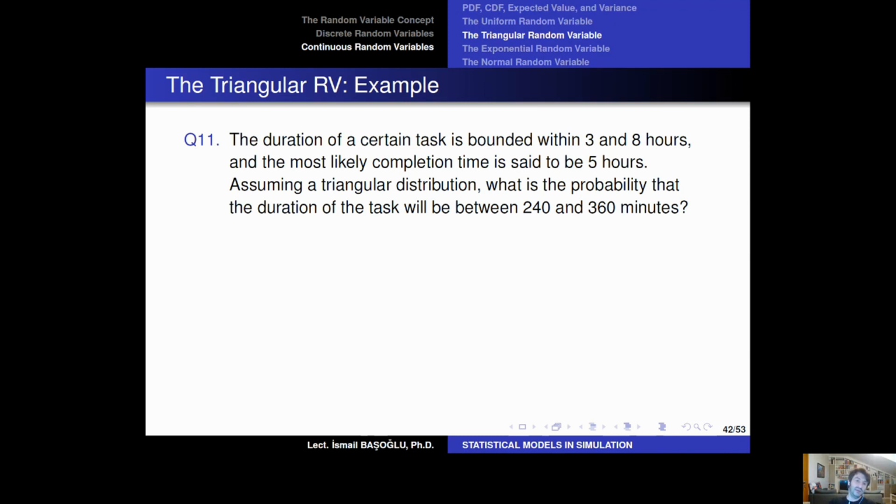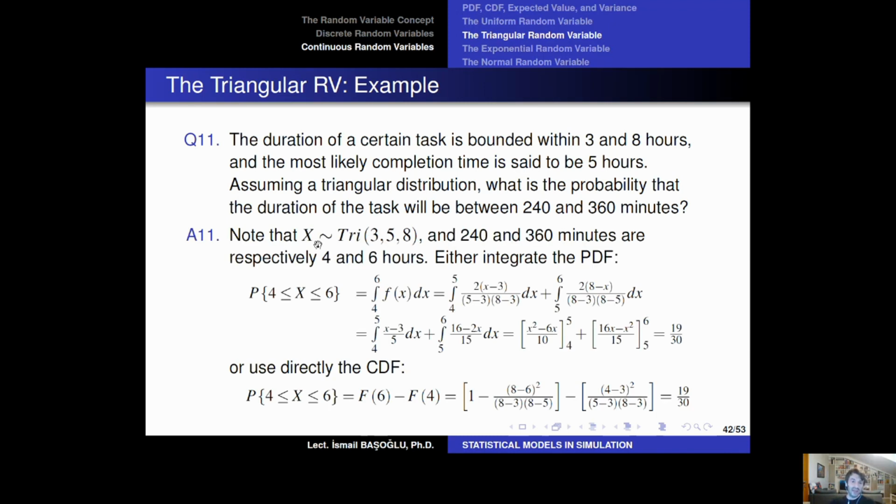Now, my friends, first we determine that x is a triangular random variable with 3 parameters: the least possible value, the largest possible value, or the minimum observation, maximum observation, and the most likely observation, basically. And we are looking for the probability of x to be between 240 and 360 minutes. However, we are defining this random variable in hours, so we need to be very careful about the time units, my friends. If we intend to calculate the probability of x to be between these 2 values, then we are going to find something very wrong.